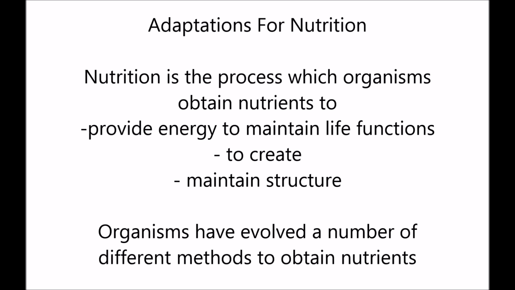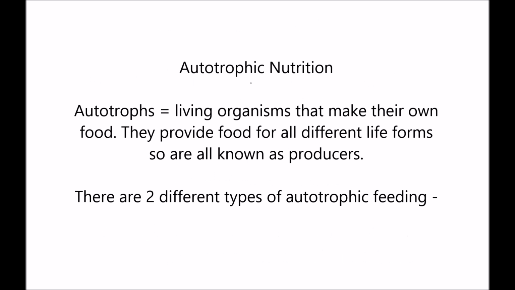Adaptations for nutrition. Nutrition is the process by which animals obtain nutrients to provide energy to maintain life functions and matter to create and maintain structure. Organisms have evolved a number of different methods to obtain nutrients. Methods of nutrition. Autotrophic nutrition. Autotrophs are living organisms that make their own food. They provide food for all different forms, so are also known as producers.